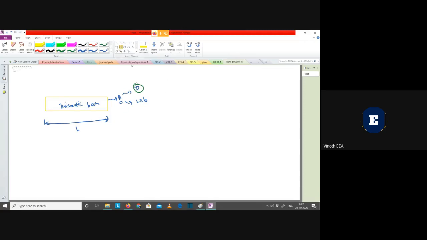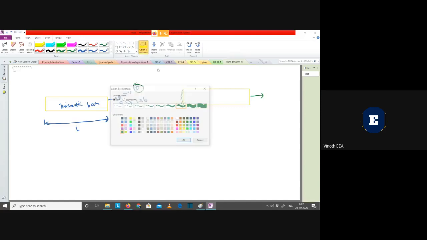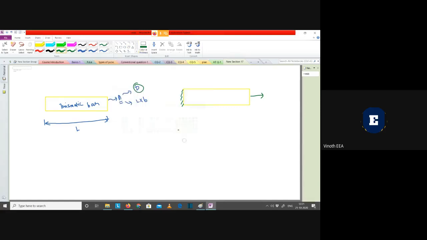And one more thing. Suppose you are taking a member like this and I'm applying a load. Due to this load, there will be elongation in this direction. Delta, the change in length, will happen in this direction. The strain happening in the longitudinal direction is called longitudinal strain, and it is given as change in length to the original length. Let the original length be L.